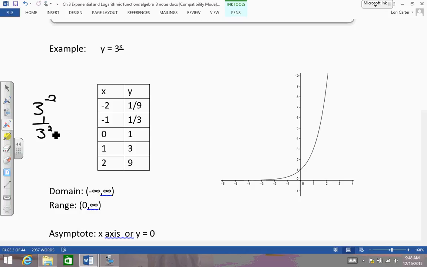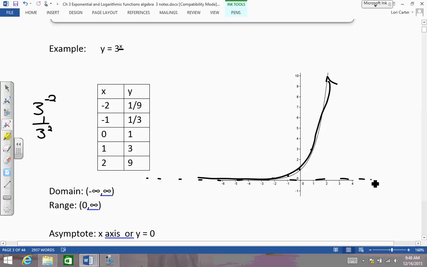No. Then you just graph the points. So negative 2, 1/9. Negative 1, 1/3. 0, 1. 1, 3. 2, 9. And you sketch in your exponential growth. Don't touch the bottom, and this is your asymptote.